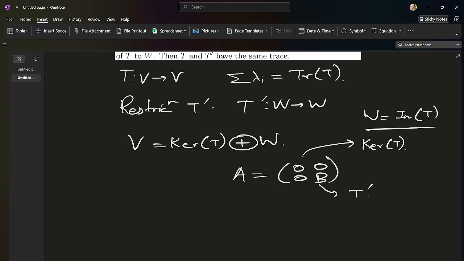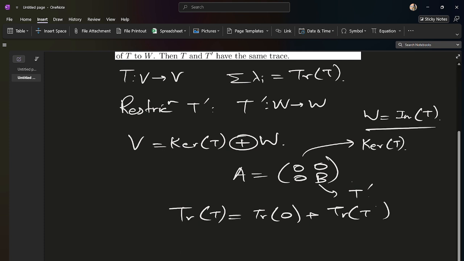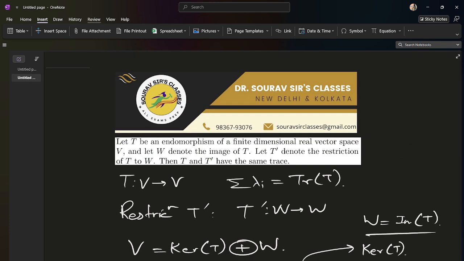Since the trace of a block diagonal matrix is the sum of the traces of the diagonal blocks, we can easily see that the trace of T equals the trace of the 0 block plus the trace of T'. As the trace of 0 is 0, the trace of T equals the trace of T'. So the statement is true, that T and T' have the same trace. Hope you understood, guys.